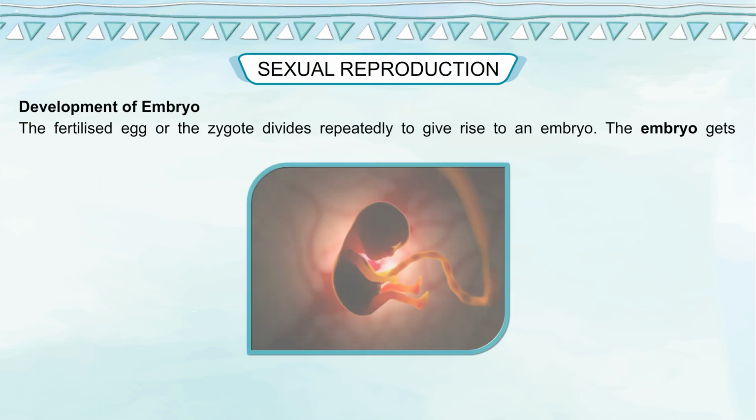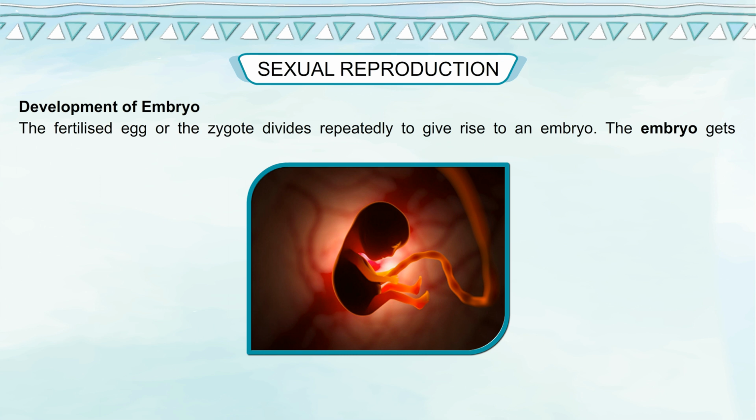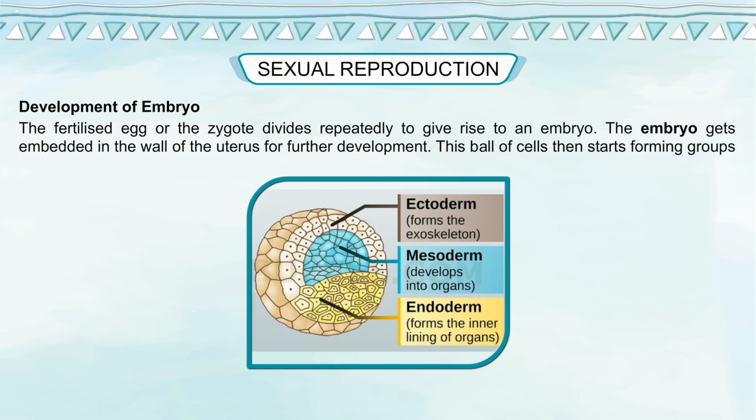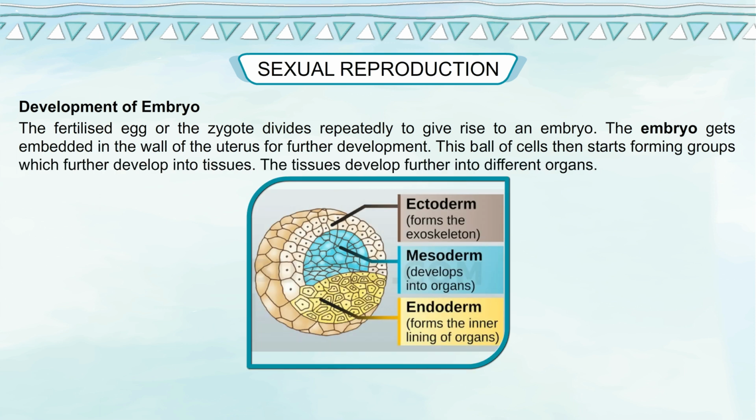Development of embryo. The fertilized egg or the zygote divides repeatedly to give rise to an embryo. The embryo gets embedded in the wall of the uterus for further development. This ball of cells then starts forming groups which further develop into tissues. The tissues develop further into different organs.